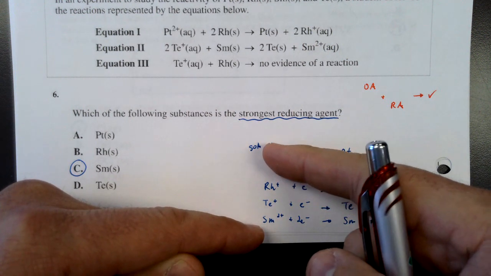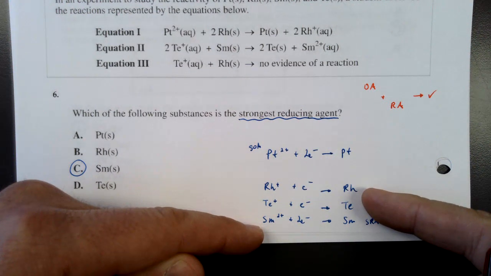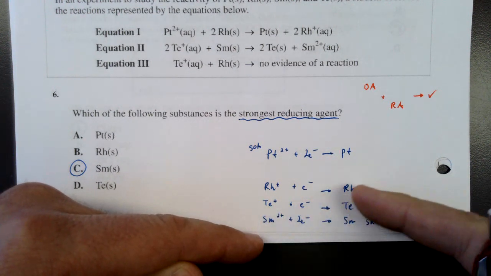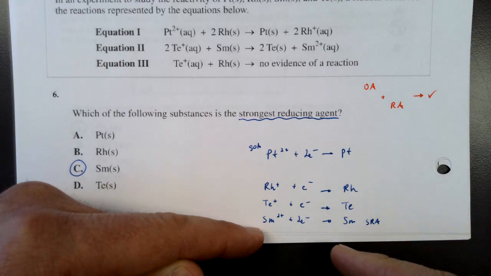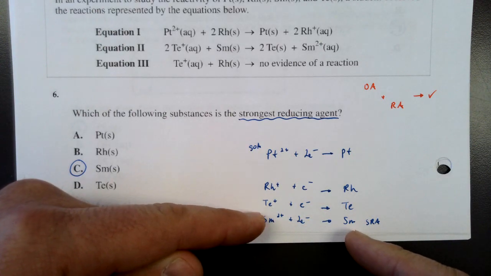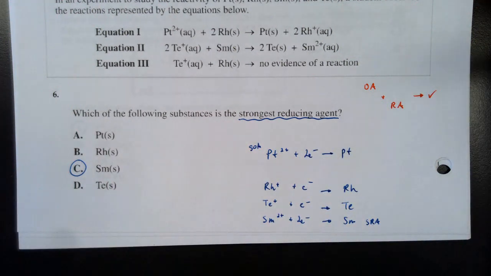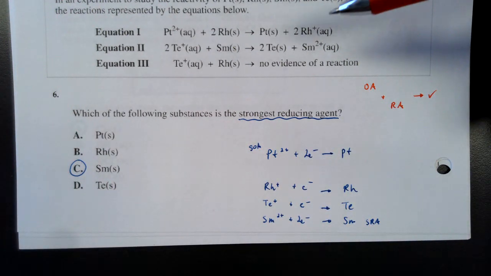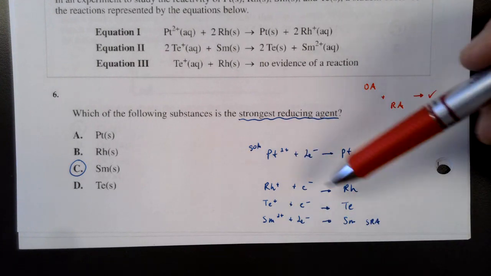And now Pt2+ above Rh, Te+ below Rh, Te+ above Sm. And now with all that information, I can fill in the rest of my half reactions, and I've identified my whole table.